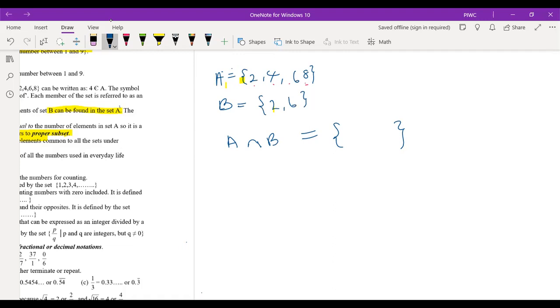So what do they have in common here? A intersection B has 2. 2 is there, 2, 2. And then you have 6 and 6. So 2 and 6 are the numbers that they have in common, right? So that's the intersection of the 2 sets. Okay, so that's the intersection symbol.